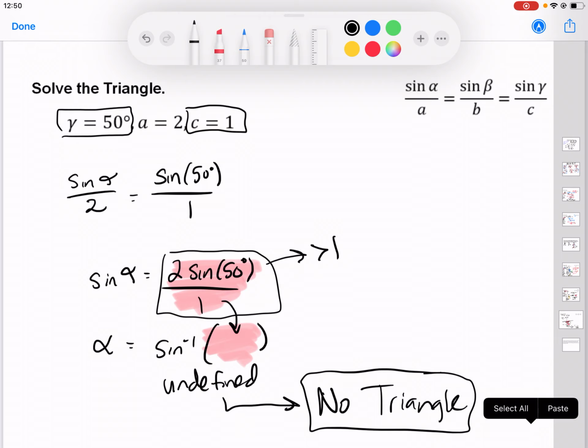And anytime it's greater than 1, you're not going to have a sine value that's bigger than 1 on the unit circle. If you think of the parent function for sine, it only goes at most up to 1, and then down to -1. So if you're ever above +1 or below -1, it's automatically going to be undefined when you apply the inverse. So that's what's happening. That's why it's not a triangle. And there's your last scenario.